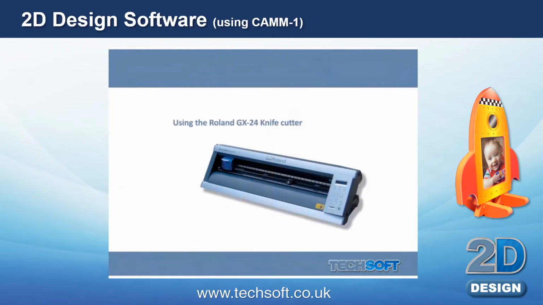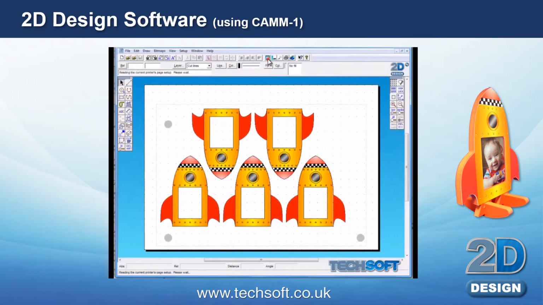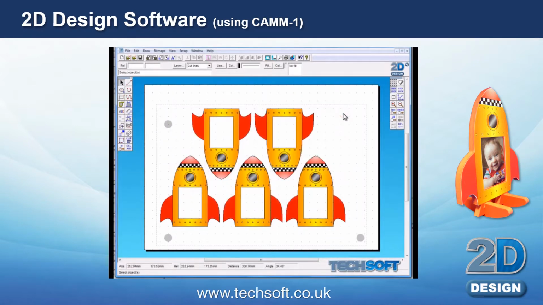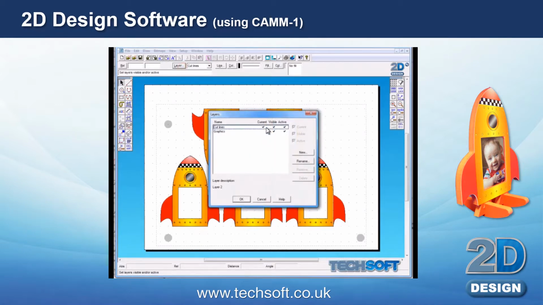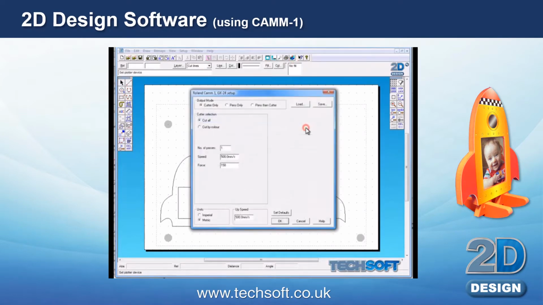Now ready to output to the GX24. Now you want to go to layout and you want to just see CNC device and the use registration marks is selected. You can now see the black dots on your page. This shows that the registration marks are in use. You want to switch the graphics off, leaving just the cut lines, and you want to go to CNC output. Go into tools. We want to just make sure everything's correct in here.